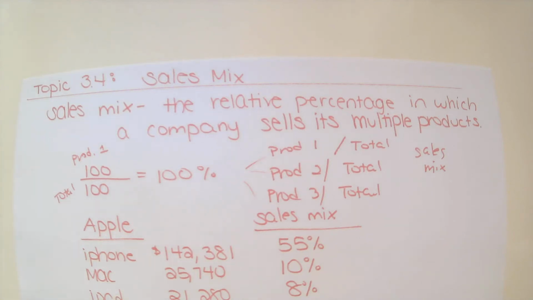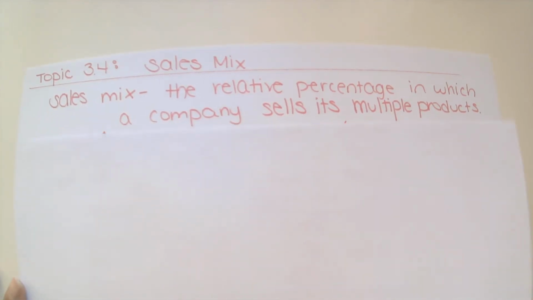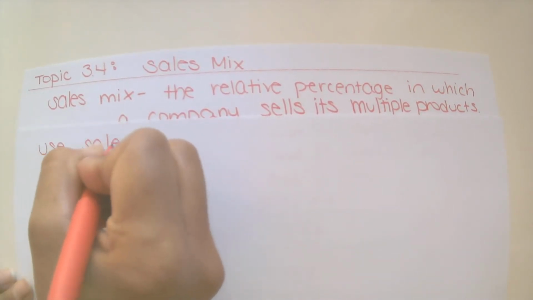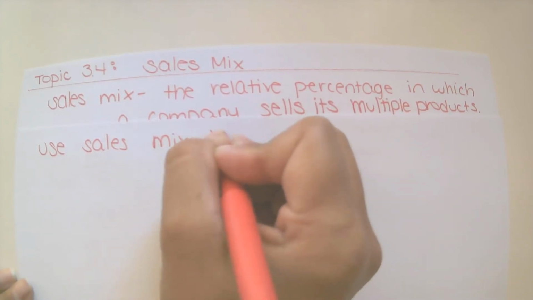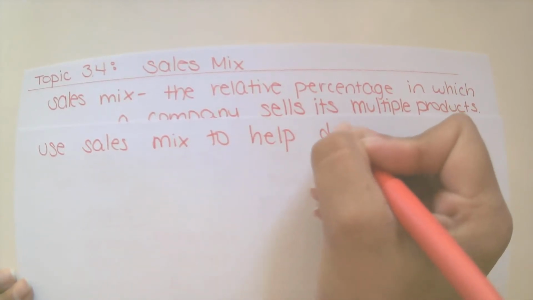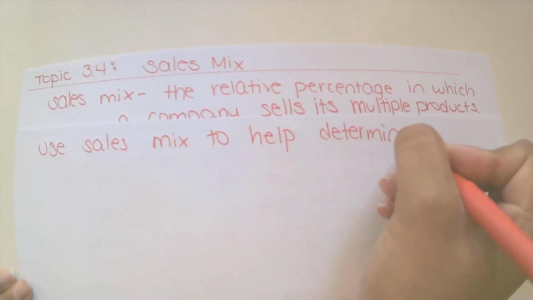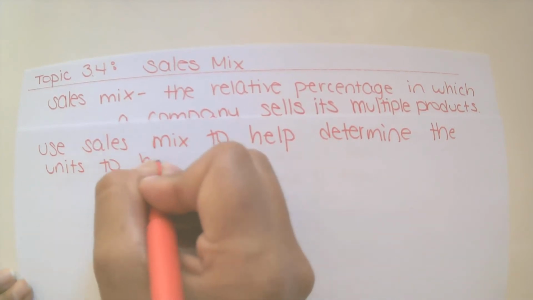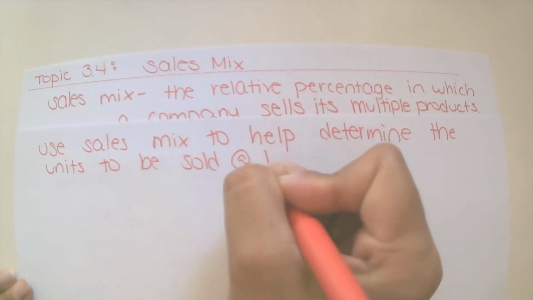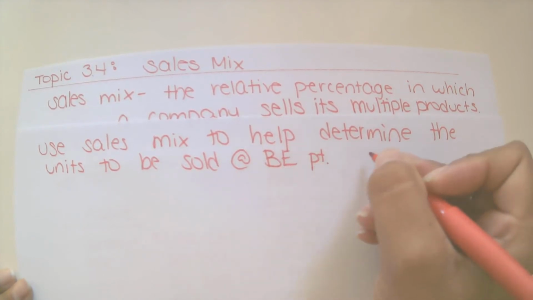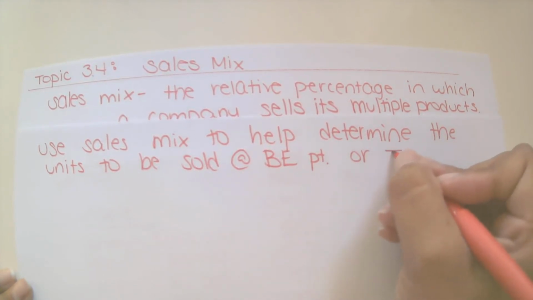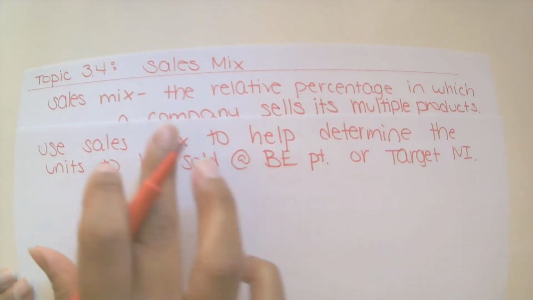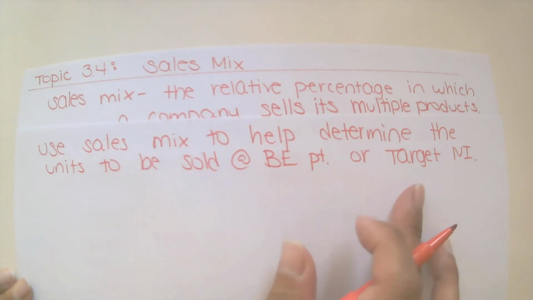All right, welcome back. So we are going to use the sales mix. Now that we know what sales mix is, we're going to use the sales mix to help determine the units to be sold at the break-even point, or to determine target net income. So those same formulas that we already learned, but now we have to use sales mix to determine them.